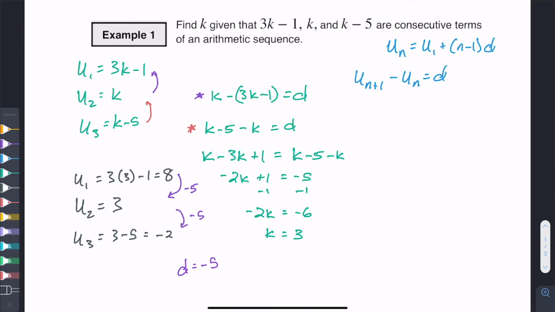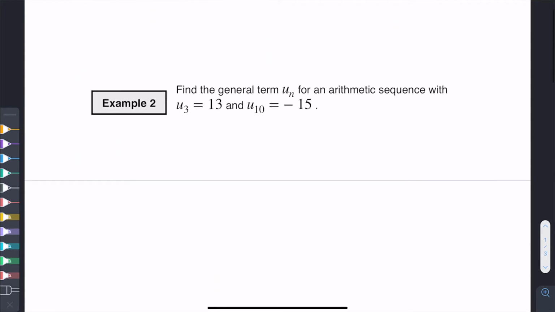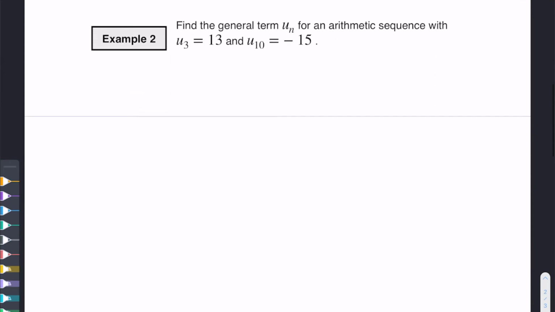Fantastic. Let's look at one even a little bit more challenging than this. Let's see what we got here. Find the general term u of n for the arithmetic sequence with u of 3 equaling 13 and u of 10 equaling negative 15.